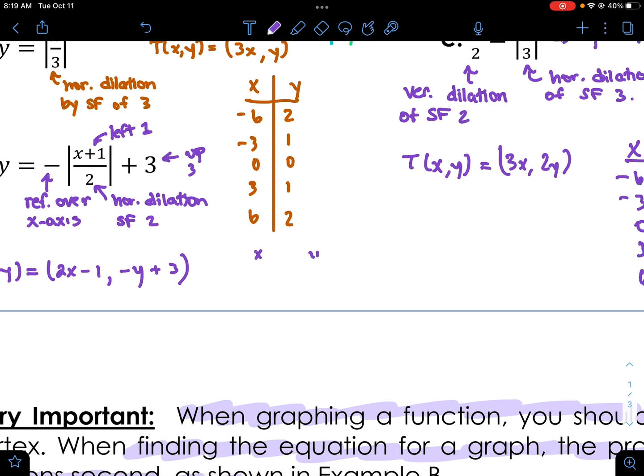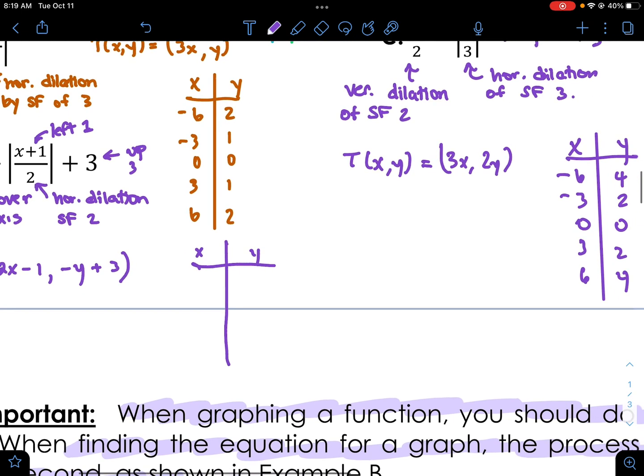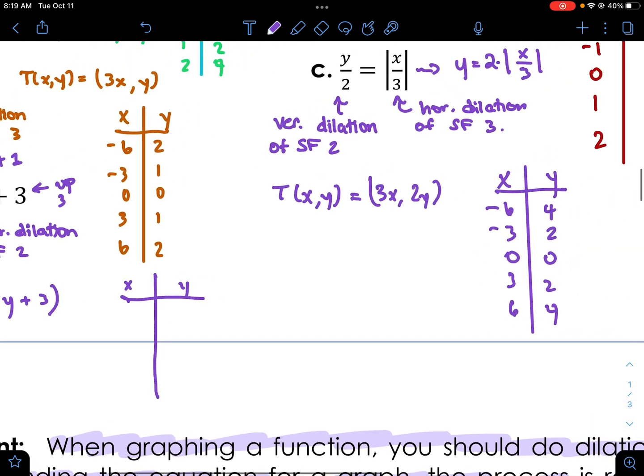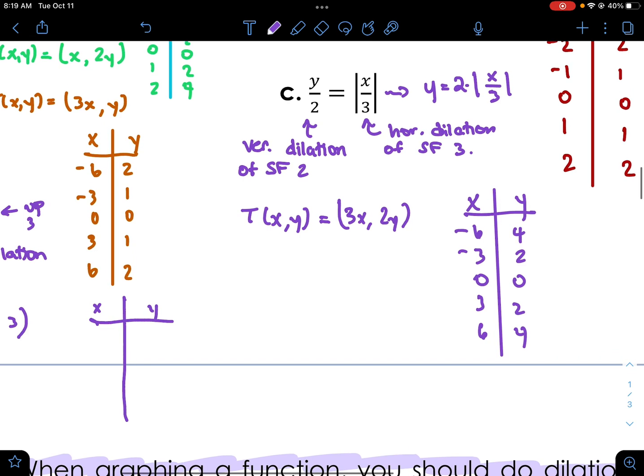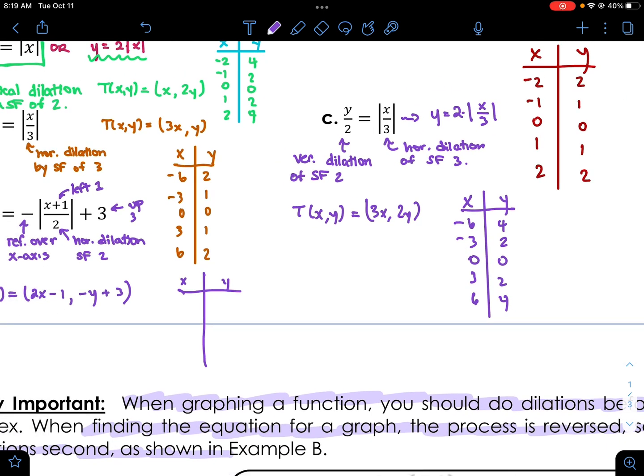You have x, y, and you take your x values, and you're going to multiply them by 2, and then subtract 1. So you're going to have -4 minus 1 is -5. You're going to have -2 minus 1 is -3. 0 minus 1 is going to be -1. Then you're going to have 2 minus 1, that's going to be 1, and then 3. And then for your y values, you're taking the opposite y and adding 3. So -2 plus 3 is going to be 1. You have -1 plus 3 is going to be 2. 0 plus 3 is going to be 3. And then you're going to have 2 and then 1.